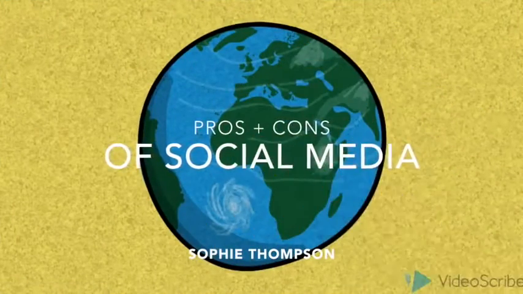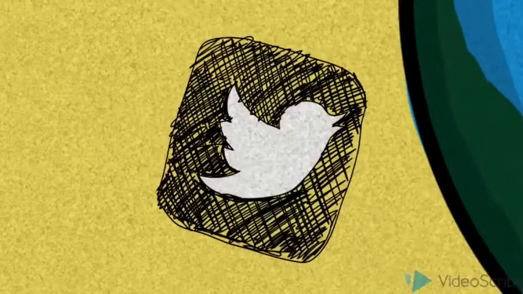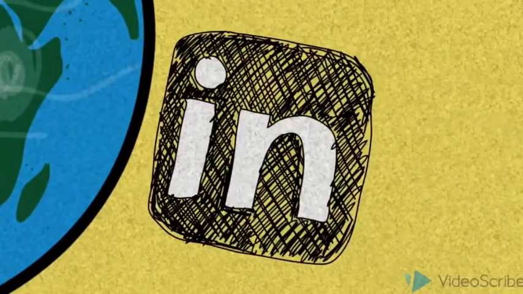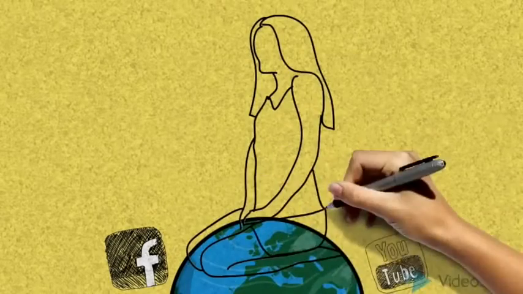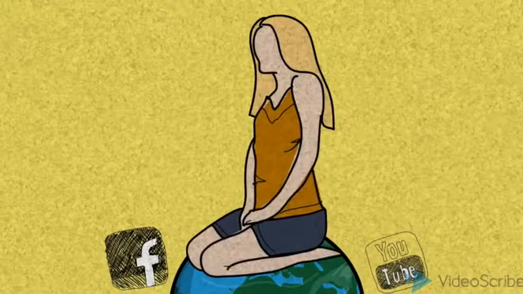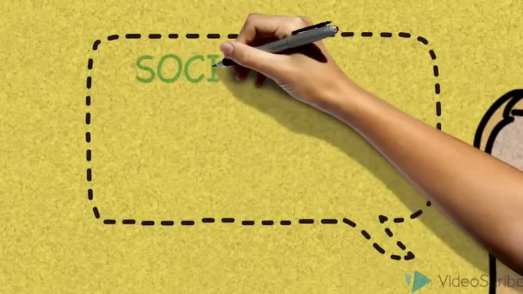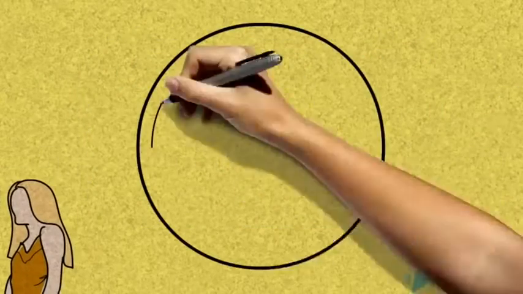We live in a world where technology is fast-pacing, and access to Facebook, Twitter, YouTube, and many other social platforms is all around us. With 95% of teens using the internet and 81% of them using social media, it is important to understand the possibilities that arise when using such websites. My name is Sophie, and I'm going to talk to you about social media, the good and the bad.